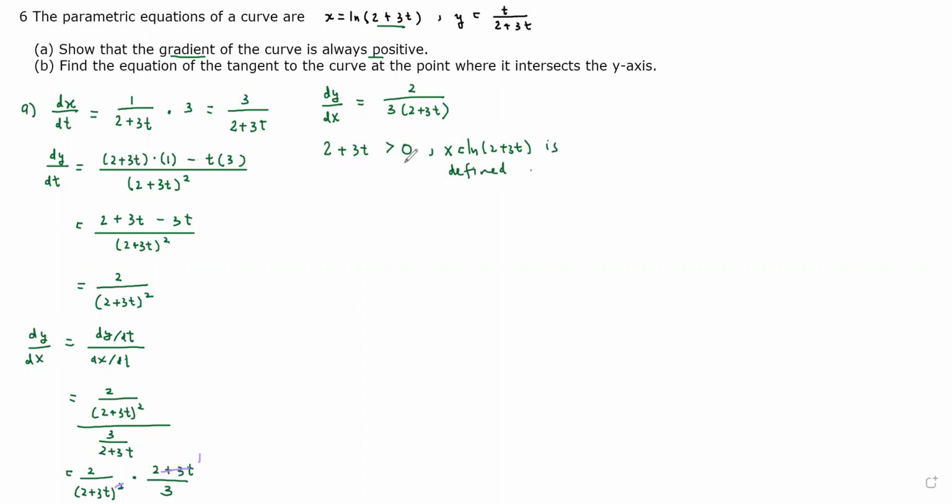Then we can say that 2 + 3t must be positive. Since 2 + 3t is positive, then dy/dx, which is 2 over 3 times (2 + 3t), has both of these positive. And if 2 + 3t is positive, then dy/dx is always positive.